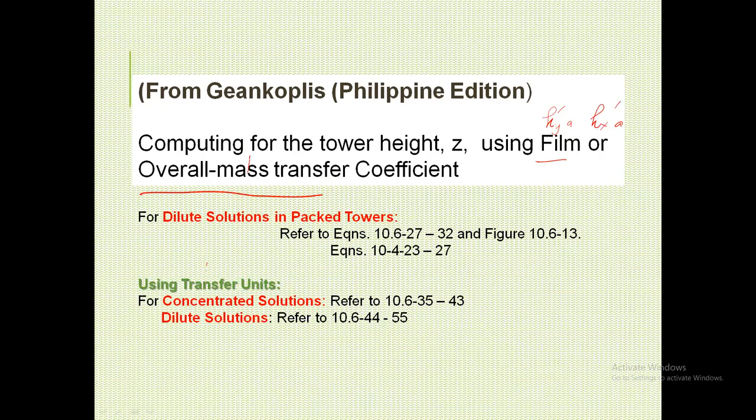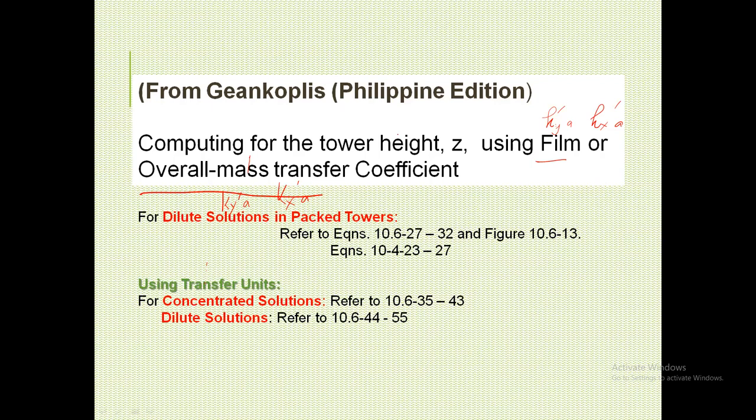So you will have here K sub y prime A or K sub x prime A. So it's now capital K, the overall mass transfer coefficient. Now, for dilute solutions, oftentimes the solutions that we need to process are dilute, meaning the concentration is 10% or less than 10%. So these are the equations that are given in Jan-Kuplis for you to determine the tower height based on the film or overall mass transfer coefficient.